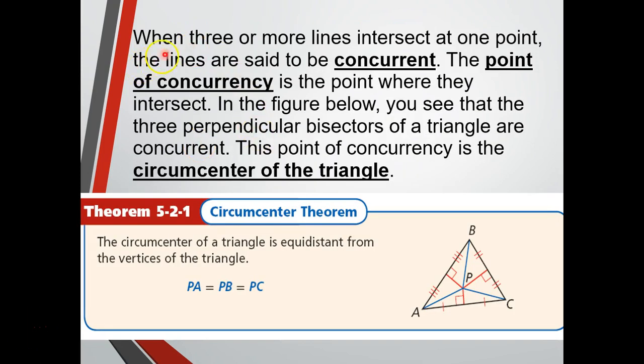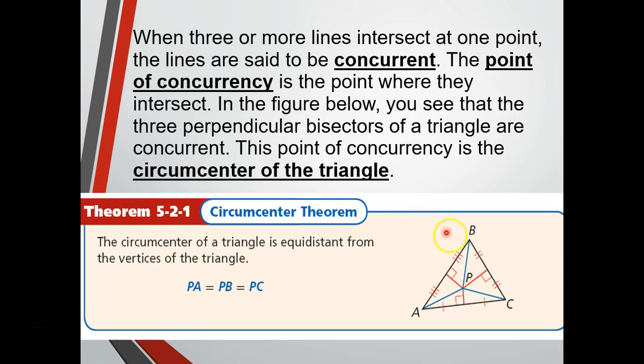Okay, so when three or more lines intersect at one point, the lines are said to be concurrent. The point of concurrency is the point where they intersect. Let's see, in the figure below, you will see that three perpendicular bisectors of a triangle are concurrent. This point of concurrency is the circumcenter of the triangle.